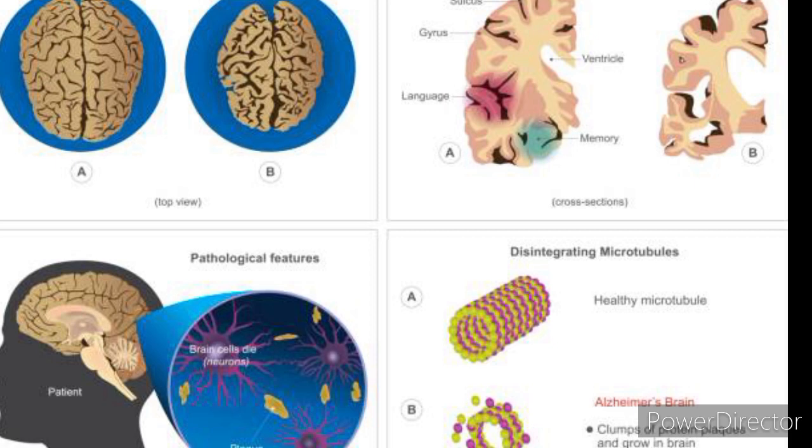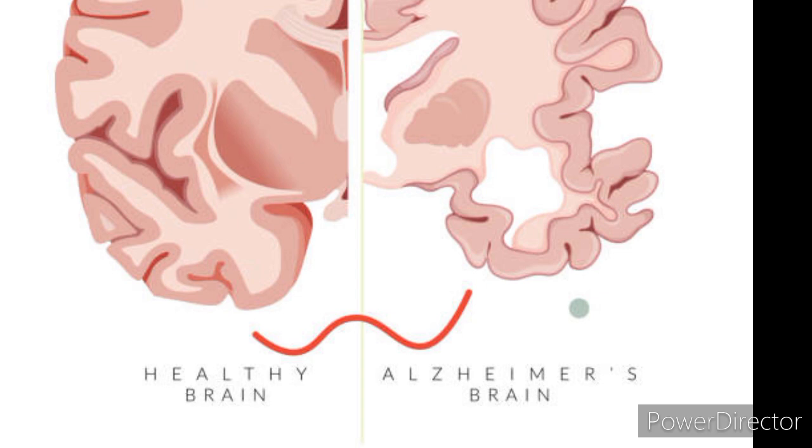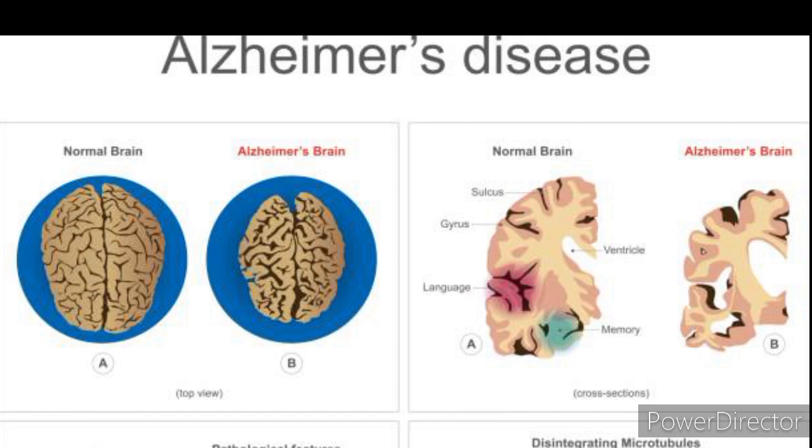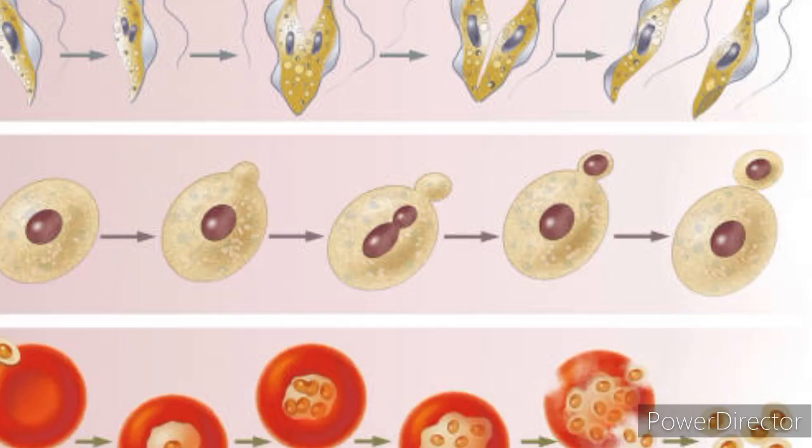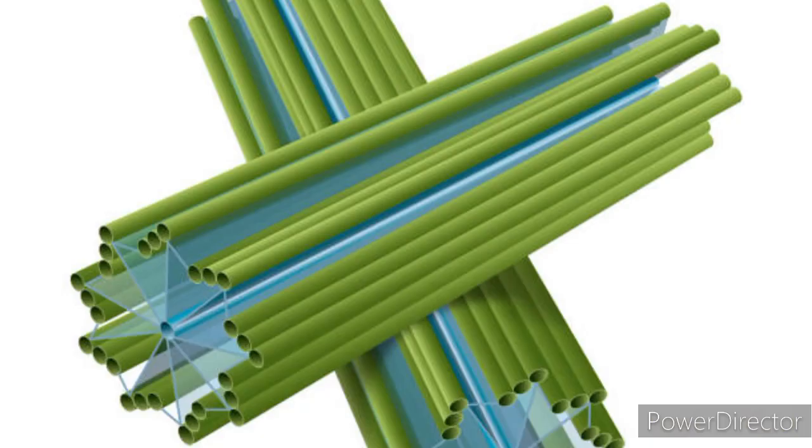Malfunctions in microtubule dynamics can lead to various diseases. For instance, abnormalities in microtubule function have been linked to neurodegenerative disorders like Alzheimer's disease and certain types of cancer. Overall, microtubules are highly dynamic structures critical for maintaining cell structure, enabling intracellular transport, supporting cell division, and contributing to various cellular functions fundamental to life processes.